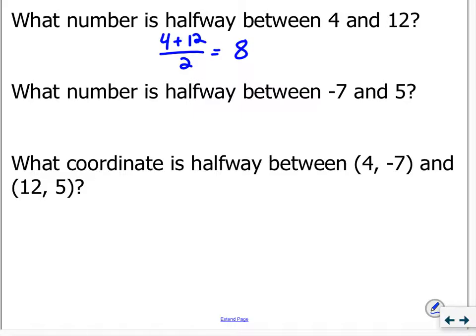Moving on now a little bit. Let's do the other one. Same idea. And the average of those two numbers is -1. So why do we do that? Because we want to put it together now and find a coordinate.